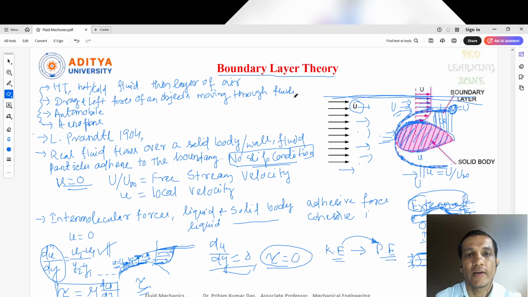In the next lecture we'll discuss the different types of boundary layer formations and separation of boundary layer. We'll discuss it in our next lecture.